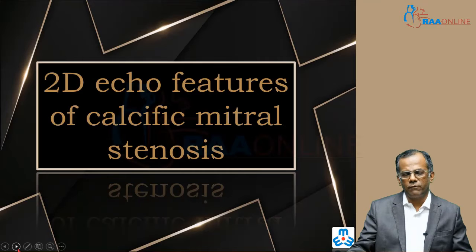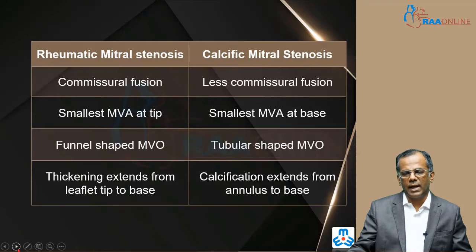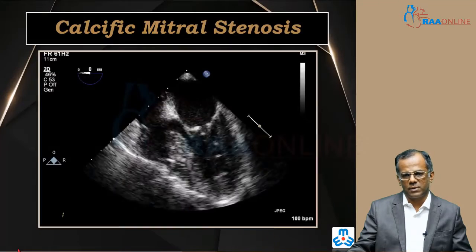Coming to the 2D echo features of calcific mitral stenosis. Now we will have to differentiate calcific mitral stenosis from rheumatic mitral stenosis. In calcific mitral stenosis, there is less commissural fusion and the smallest mitral valve area is at the base. This gives the mitral valve orifice a tubular shape, and the calcification extends from the annulus to the base, as opposed to from the leaflet tip to the base in rheumatic mitral stenosis.